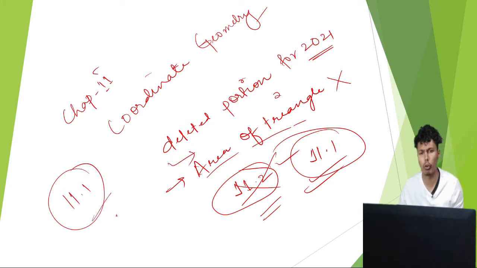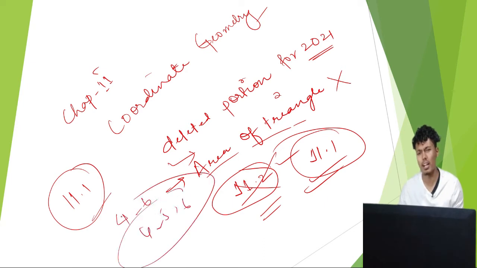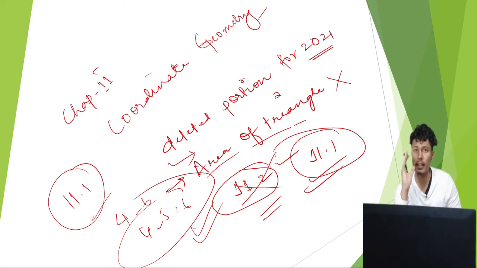So nearly 4 to 6 mark questions are asked from this chapter. It is one of the important chapters, and it is easy to score. It is even easier this year because you need to understand only one formula. After understanding that single formula, you will be able to attempt all the questions. So let us see that.